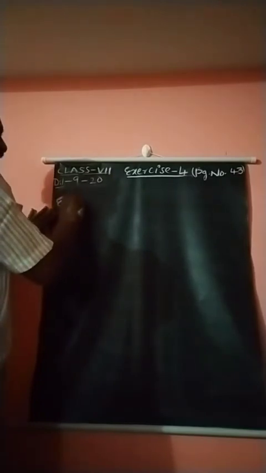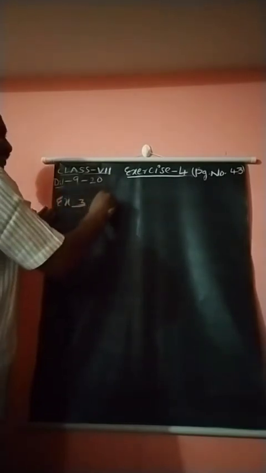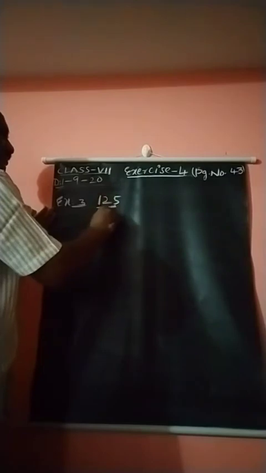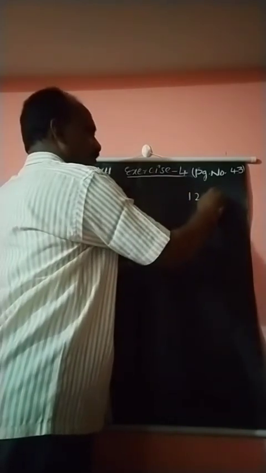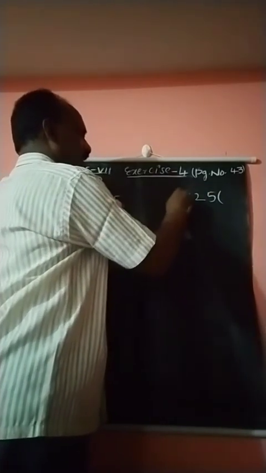Children, third example, 125 by 8. Once you see there, 125 by 8 means you should divide 125 by 8. How many times does it go?